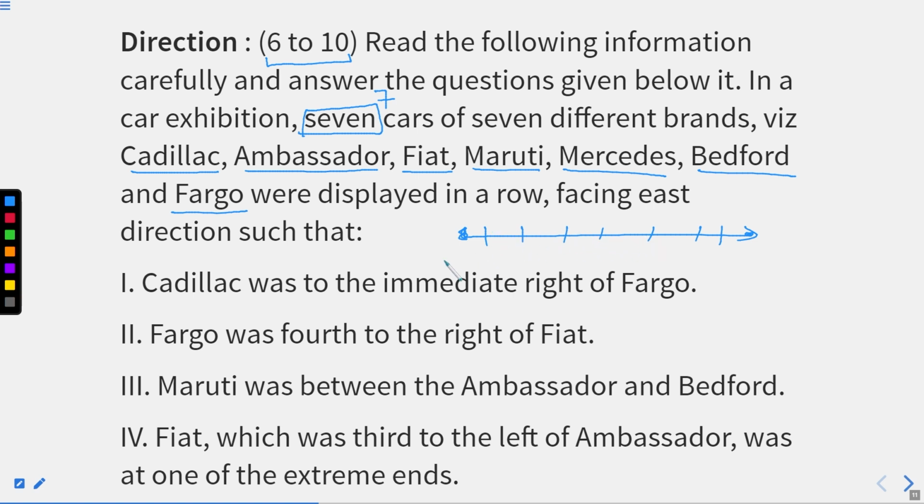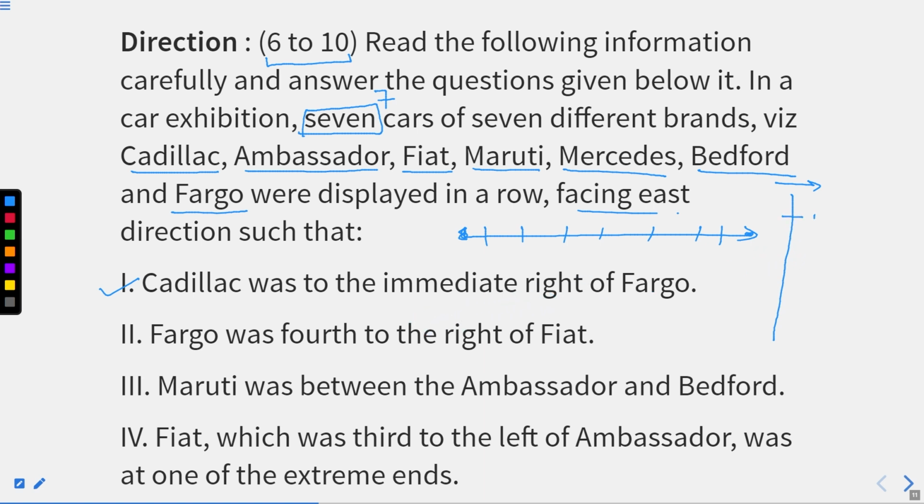For that we need to read all the instructions given, right? So read the instruction part carefully. Our first instruction says that Cadillac was immediate right to Farrago, right? If I say one more thing, they are facing towards east, so we are going to have a diagram like this where all cars are facing in this direction. As per the first instruction, Cadillac was immediate right to Farrago.